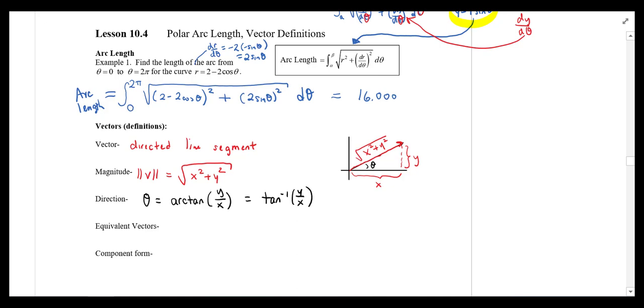You might be thinking, what's an equivalent vector? Well, an equivalent vector is just one with the same magnitude, so the length is the same. But also, it has to go in the same direction.